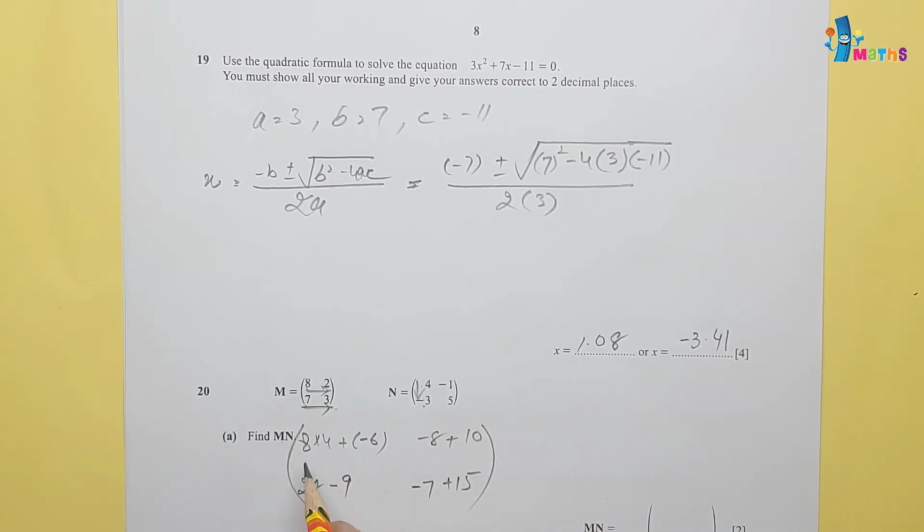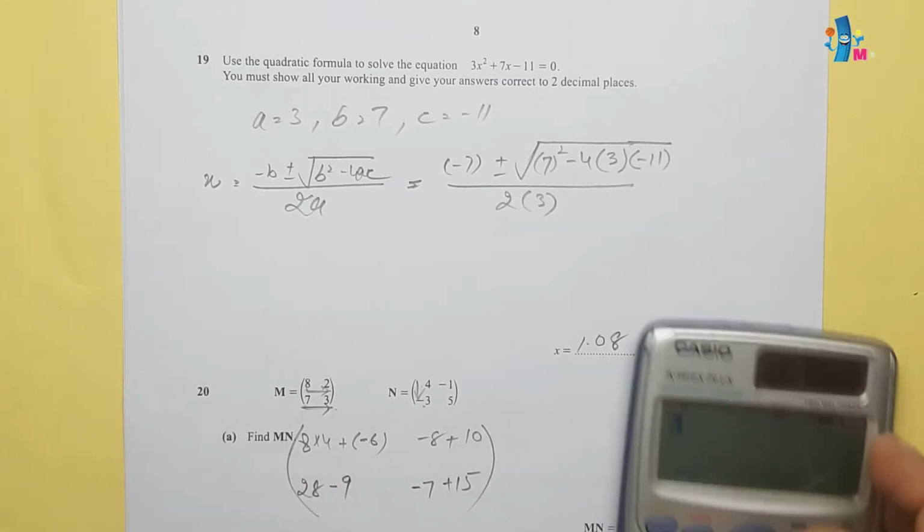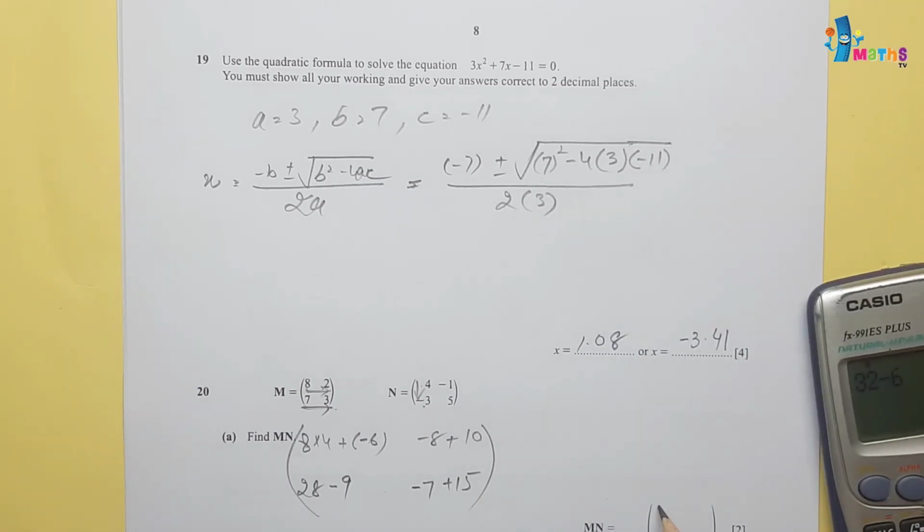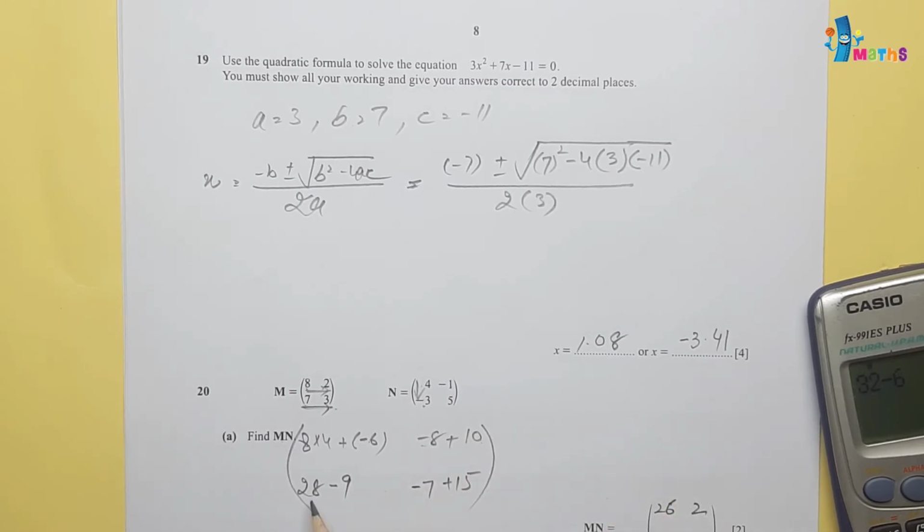So now we can open the bracket. This will be 32 minus 6. So we can write 32 minus 6 will be equal to 26. So this position will be 26. This one will be minus 8 plus 2 will be 2. This one will be 28 minus 9 will be 19. And this one will be 8.